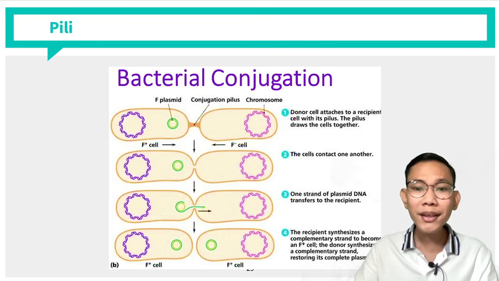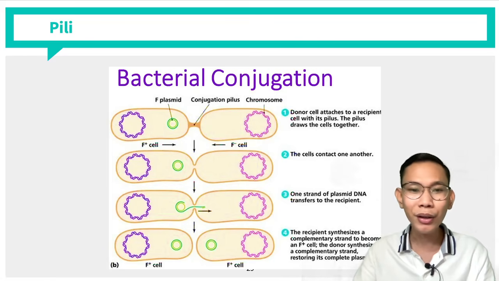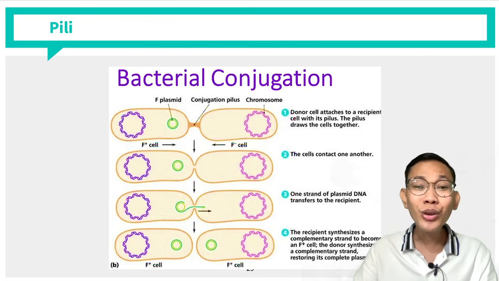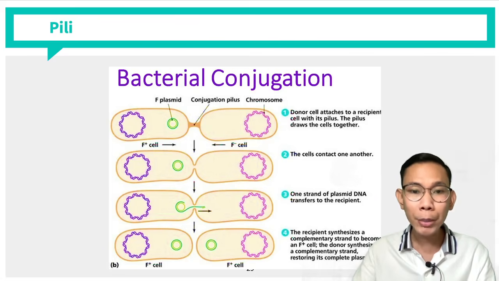So what are the steps needed for that to occur? Number one, your donor cell attaches to a recipient cell with its pilus. The pilus draws the cells together. Remember, this is now the function of your pilus. It will be essential for your bacterial conjugation. Your donor cell will be attached to your recipient cell by the action of your pilus. This is now your conjugation pilus.